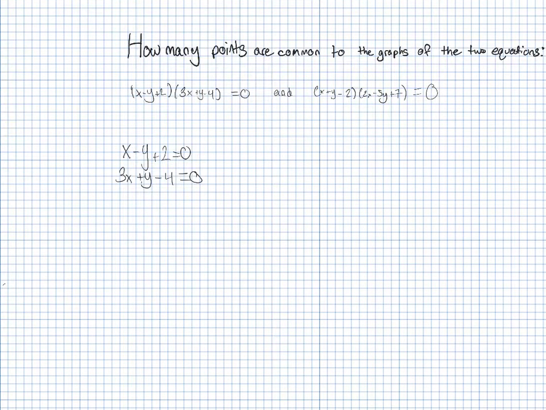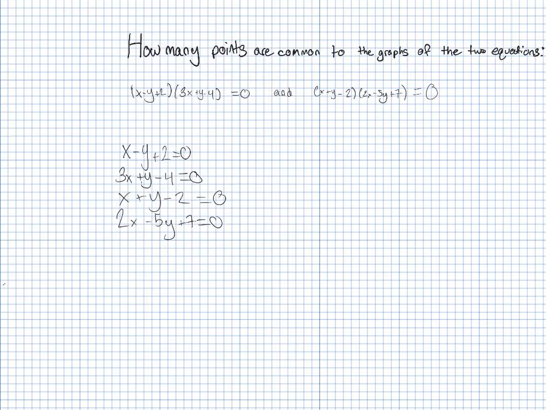And then I said, well, also same for the next equation. So it could be x plus y minus 2 equals 0. And 2x minus 5y plus 7 equals 0.